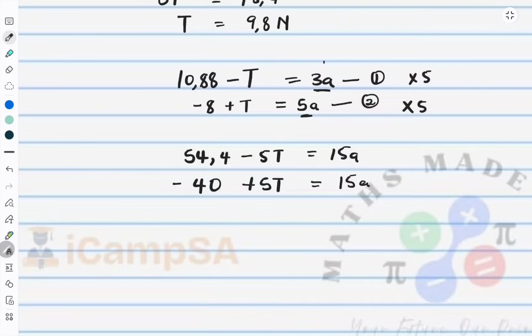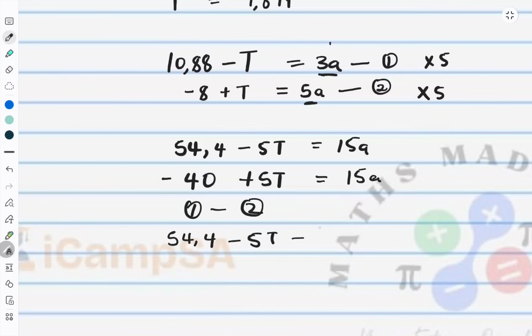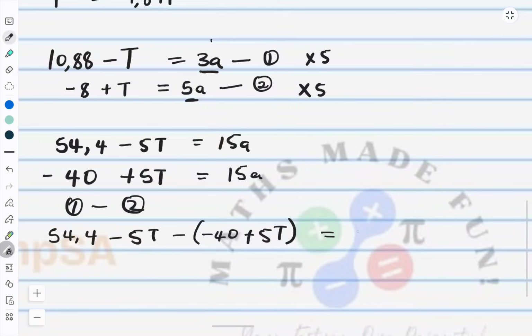Right, so if you check, now you can eliminate A by simply saying equation 1 minus equation 2. That would give you 54.4 minus 14 on the left hand side, right? On the right hand side, you will get 15A minus 15A.